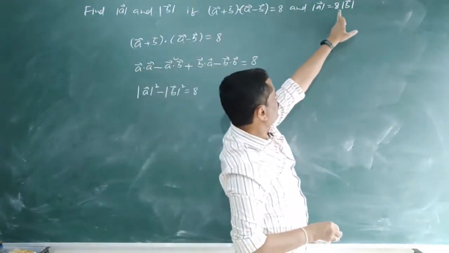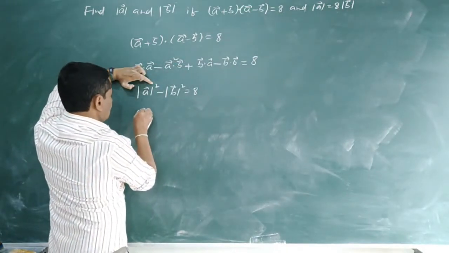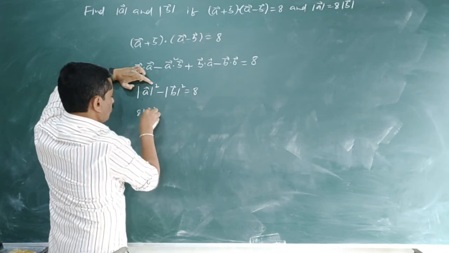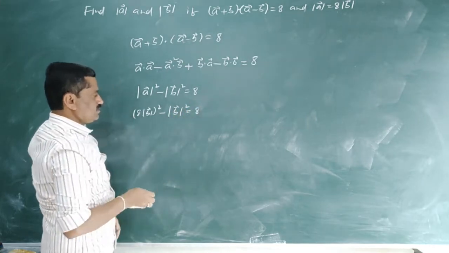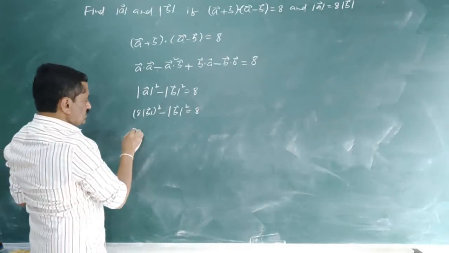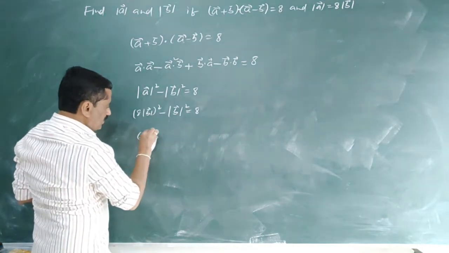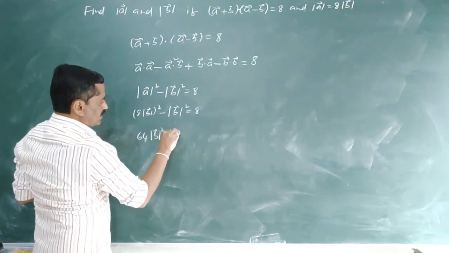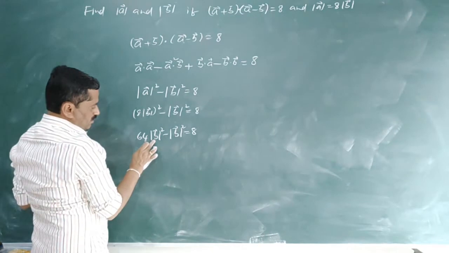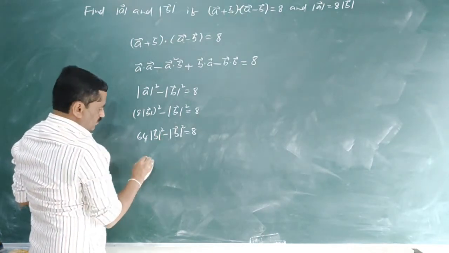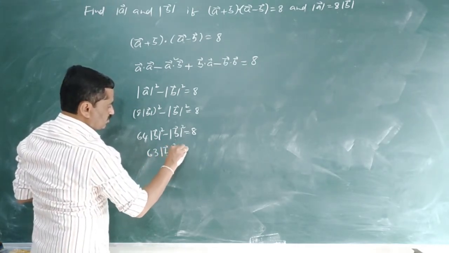But he has given the value of magnitude of a bar. What is the magnitude of a bar? He has given that it is 8 times magnitude of b bar, therefore 8 into magnitude of b bar whole square minus magnitude of b bar whole square is equal to 8. This can be written as 8 square, we have 64 into magnitude of b bar whole square minus magnitude of b bar whole square equal to 8. We have 63 into magnitude of b bar whole square is equal to 8.